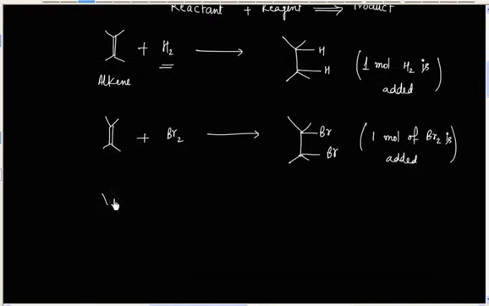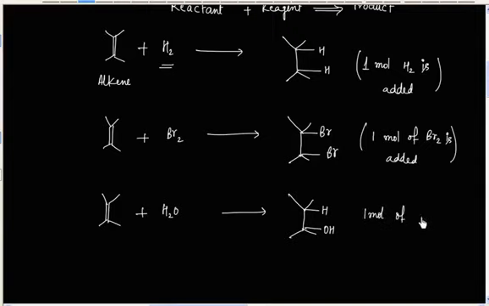We can add water also, that is called hydration. So if I add 1 mole water, so 1 mole of water is added over the alkene. So this is a hydration of alkene, and in this case 1 mole of H2O is added. So this is again an addition reaction.